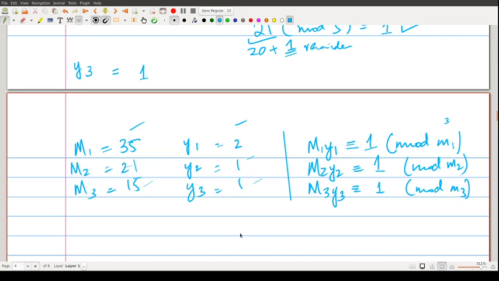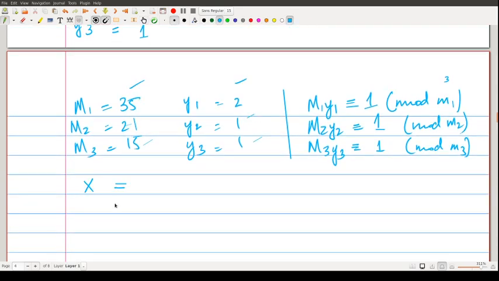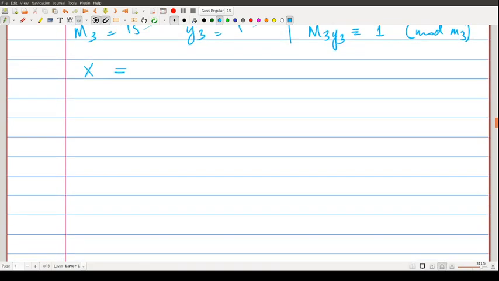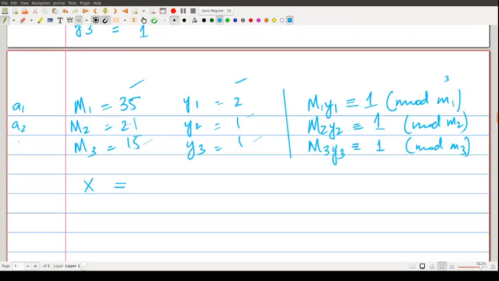And so now I can go ahead and construct x. Let's look at my a1s, a2 and a3. They were 2, 3 and 2. And so now we just write down the terms. The first term is 2 times 2 times 35, plus 3 times 21 times 1, plus 2 times 15 times 1. When you add them all up, x is going to be equal to 233.